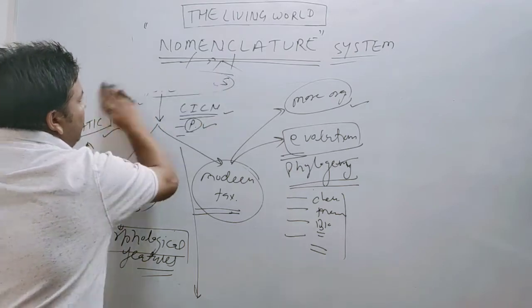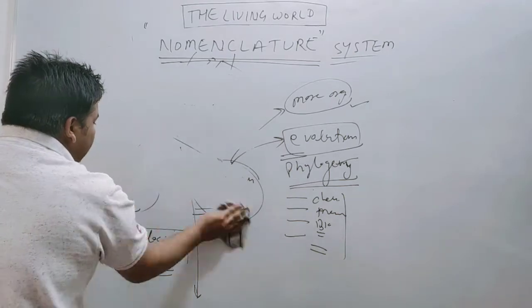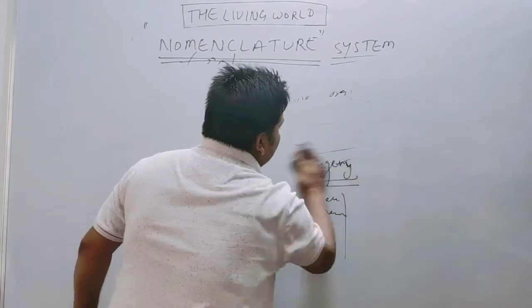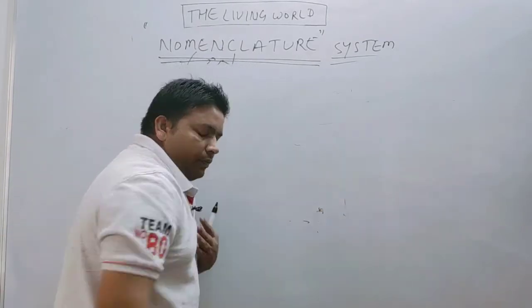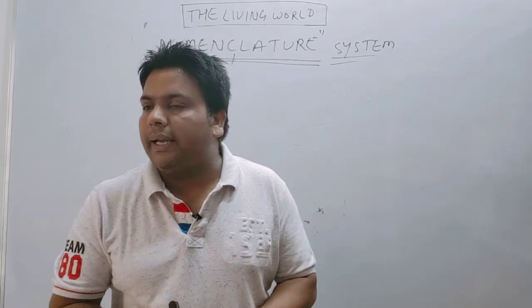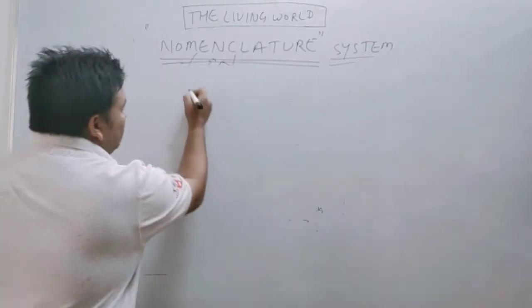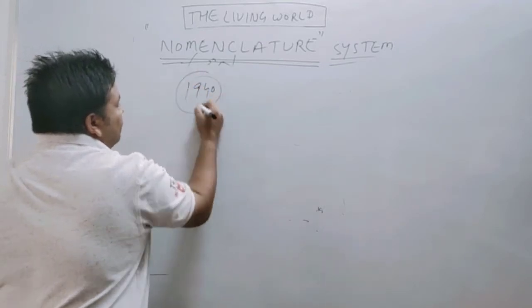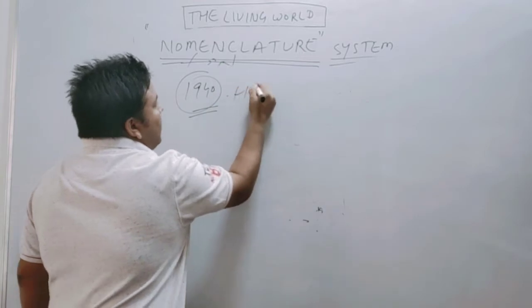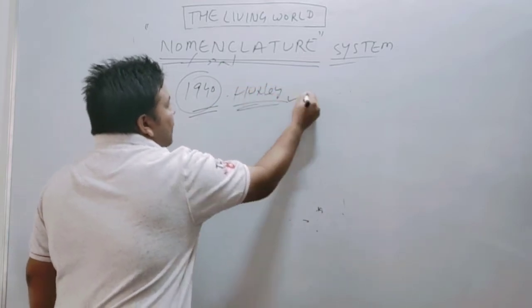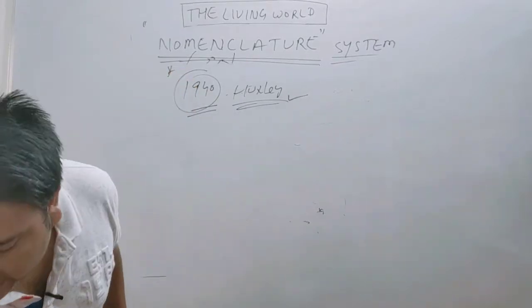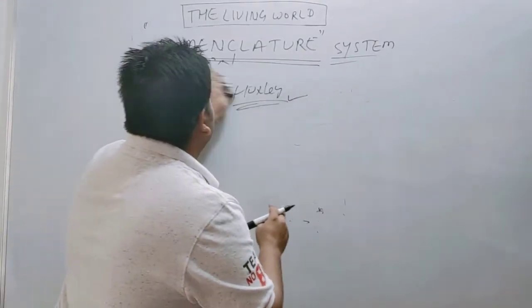The modern taxonomy was given by Huxley. Okay. In 1940, it was given by Huxley. So this was an extra point that used to come in NEET or the entrance exams.